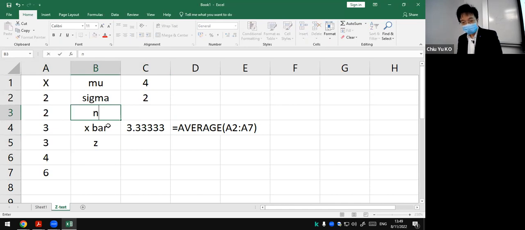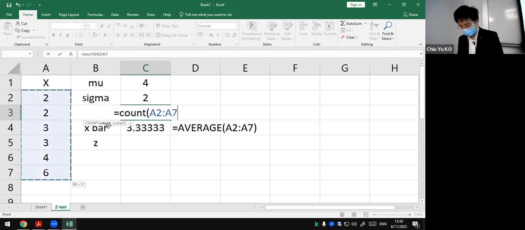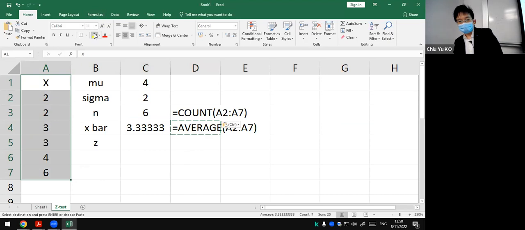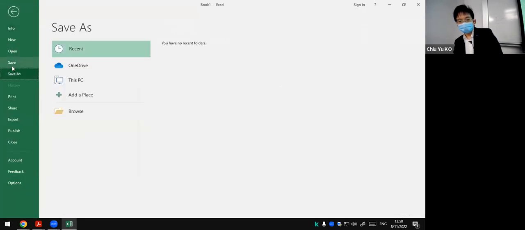Do note that n is the number of the data. So let me do what we call the count. Let's count how many of them there are. Okay, so this is maybe a yellow, the one that you see. Then let me also save the file in case it dies suddenly.